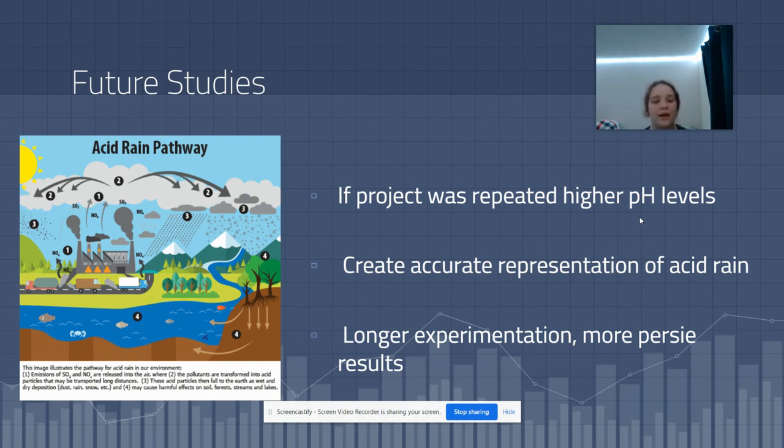I would also let the plants sit longer, that way I could have more precise results.